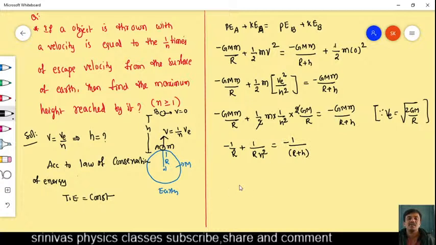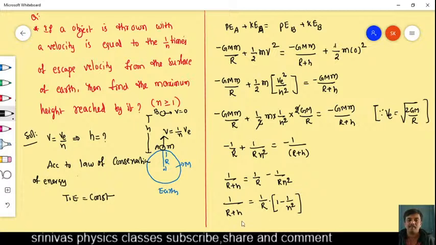Now we have to simplify it and find the h value, the height value, what height it will go, right? We can take the 1 by (r plus h) term here. Then we will get 1 by (r plus h) is equal to, multiplying with minus, 1 by r minus 1 by r n square. We can take 1 by r common here, and 1 minus 1 by n square you will get. Is it right?